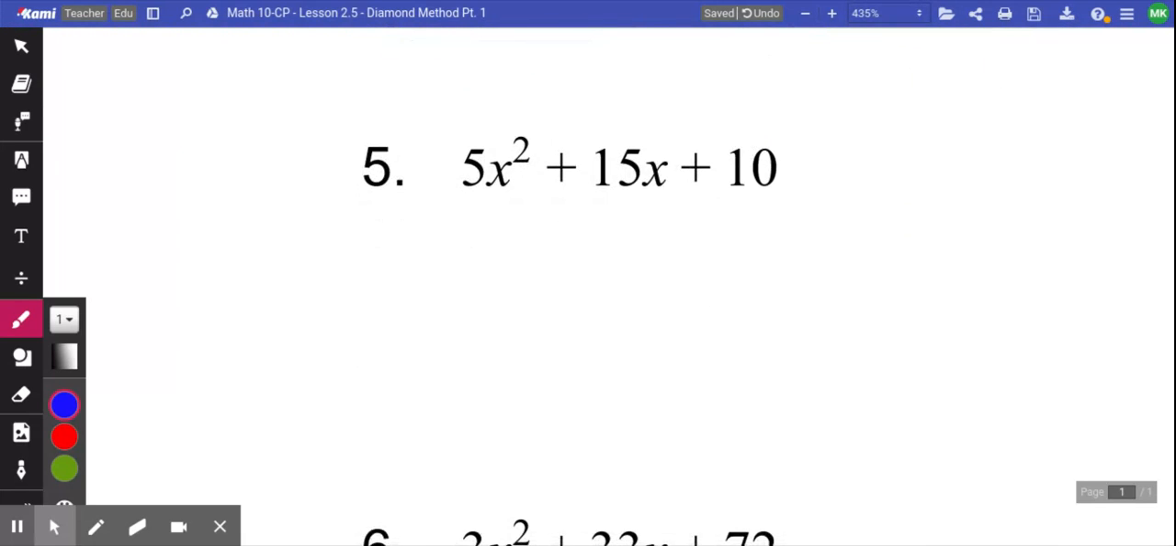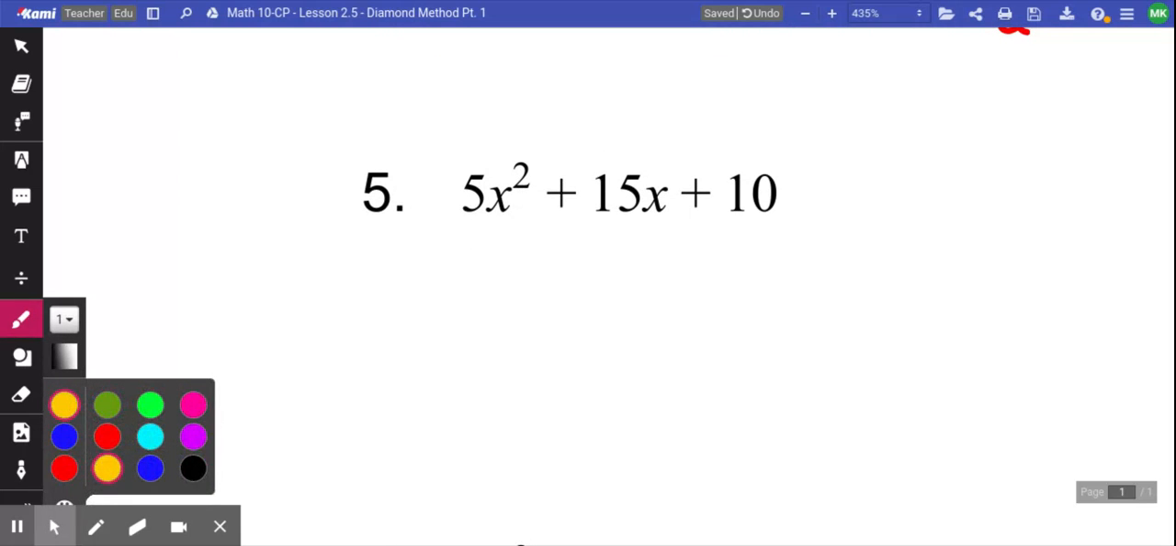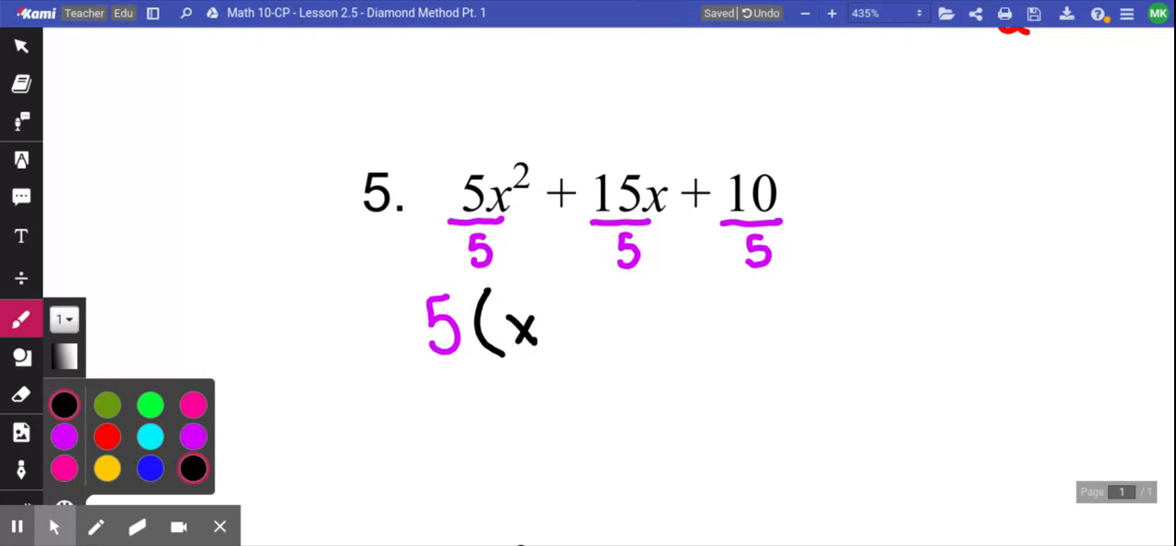If you look at the number 5, the number 5 can be factored with diamond method, but before I factor with diamond method, I need to recognize that I could take out a greatest common factor. And you must always take out a greatest common factor if it's possible. So I need to take a 5 out and then have my trinomial left over. X squared plus 3x plus 2.